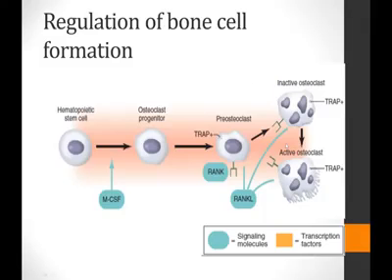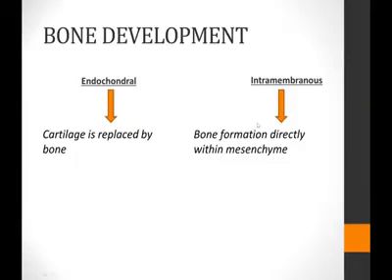So that is how the two major bone cells, the bone forming cell and the bone resorbing cell, are formed from their progenitor cells. Then I'm going to briefly tell you about the development of bone.